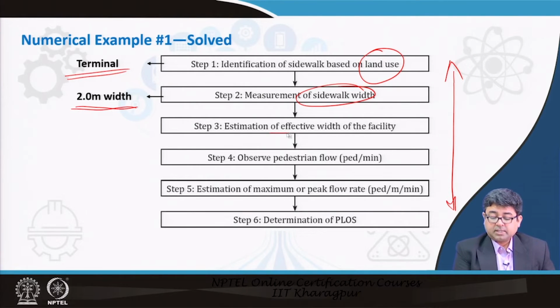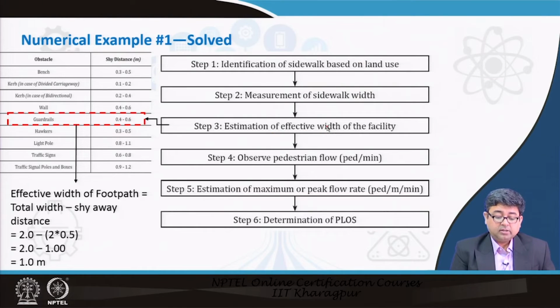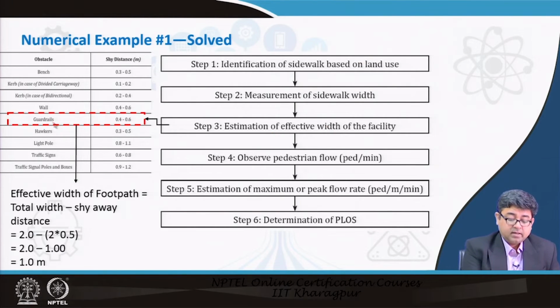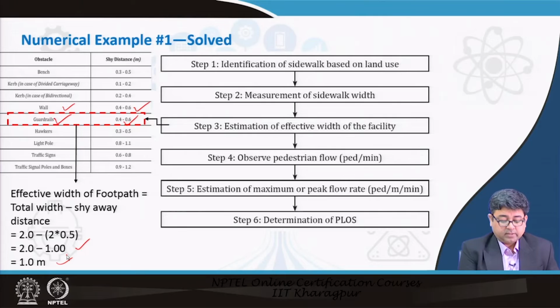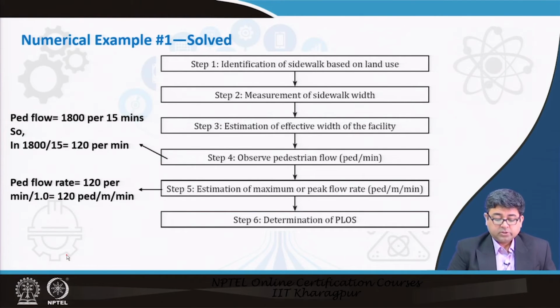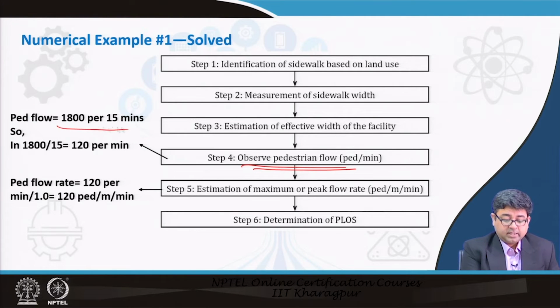The next step is to determine the effective width, and if you may remember, effective width is given by all the obstacles it has on both sides. Here it has a guardrail on one side and a wall on the other side, so a shy distance of 0.4 to 0.6 meter in both cases. If you subtract the shy distance, you will get the effective width as 1 meter.